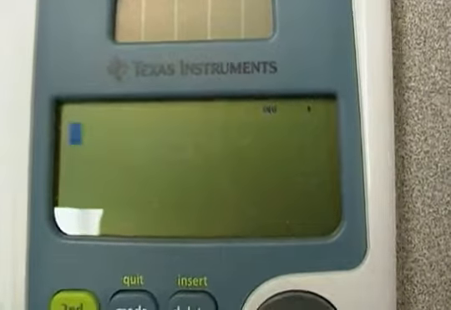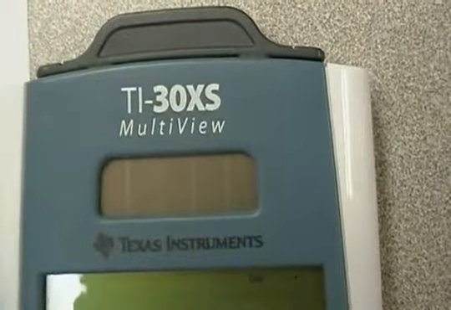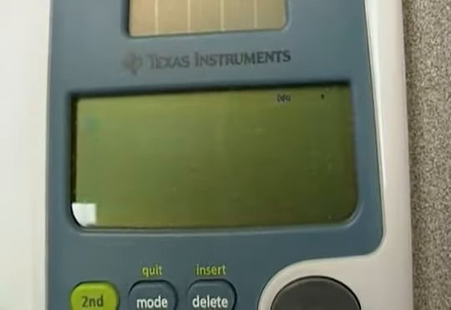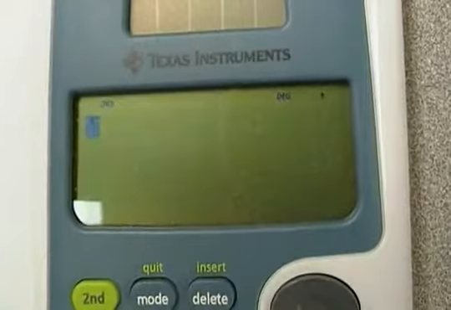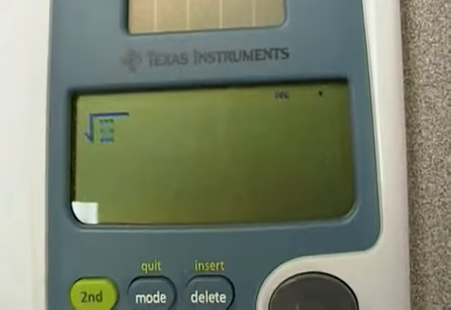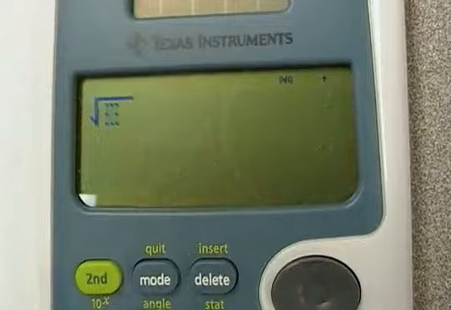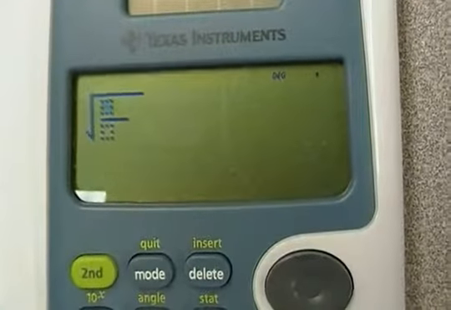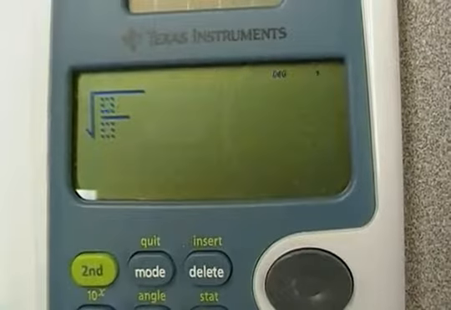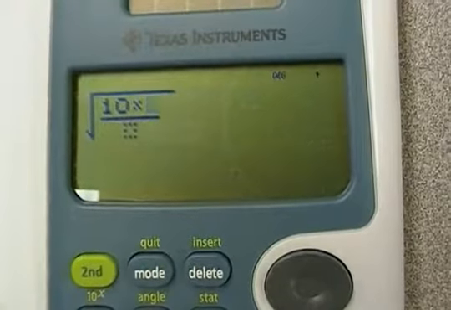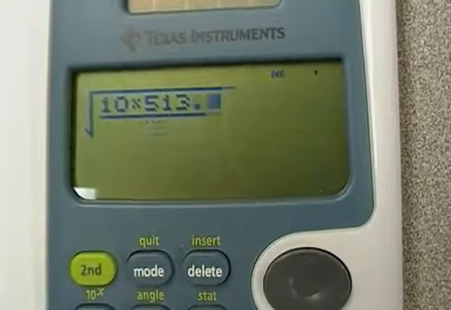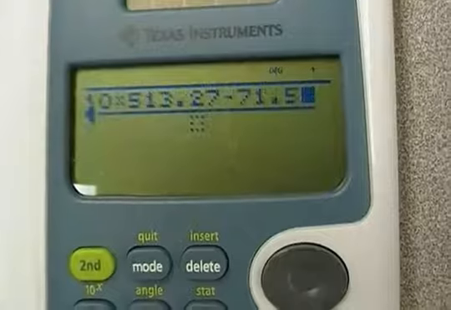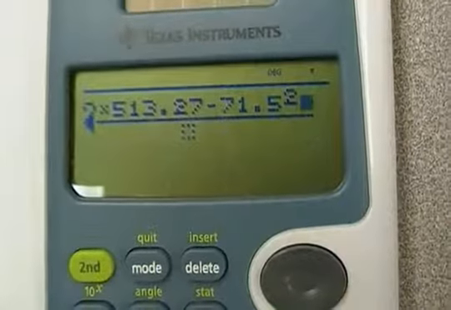Okay, guys, I want to show you how to type this in now to your TI-30XS calculator. First thing we're going to do is get the square root function, which is the second square root key. And notice that since we're taking the square root of a fraction, we want to hit the fraction button and create the fraction. Now we can just go ahead and type in the numerator, or the top of the fraction. That's going to be 10 times 513.27. We're going to subtract 71.5, and then we're going to square that. I can just use my squaring key for that.